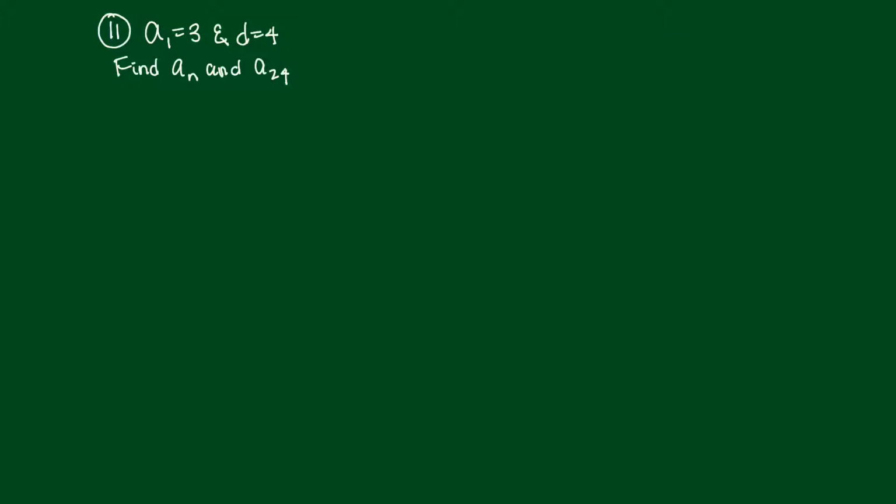Well, the general term, we have a formula for this. I'll write the formula. It goes like this: a sub n, we developed it in the introduction, is a1 plus the quantity n minus 1 times d.